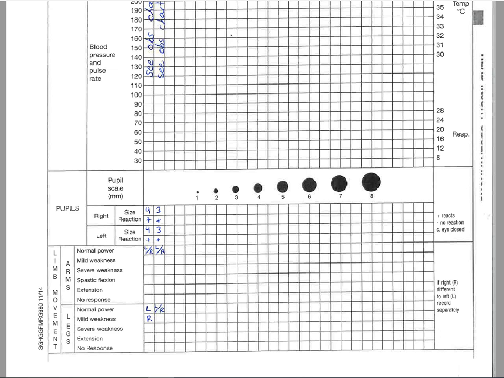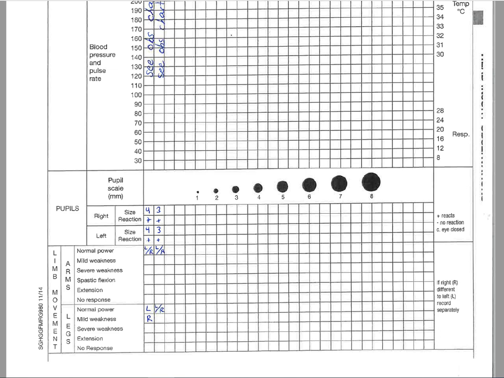You will document that their pupils were a size 4. Then you will shine the torch in their eyes, and if their pupils shrink, meaning they react, you put a positive. If there is no reaction, as you can see in the legend over here, you put a negative. If their eyes are closed, for example, they've been in a trauma or been beaten up and their eyes are swollen shut, you would be unable to assess pupil reaction, and therefore you would write C for eyes closed.